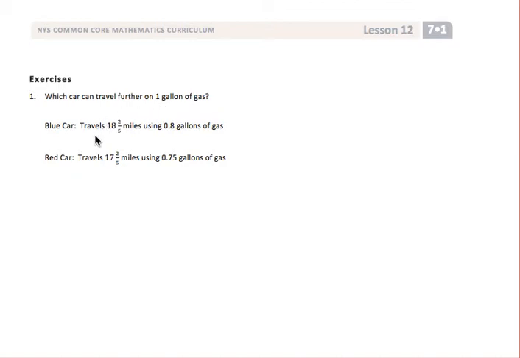So the blue car travels 18 2/5 miles using 8/10 gallons of gas. You'll notice that these are in two different forms, a fraction and also a decimal. So we'll need to change the decimal into a fraction in order to do the problem. The same thing is true for the red car. The red car travels 17 2/5 miles using 7,500 gallons of gas. So we will also have to convert that to a fraction.